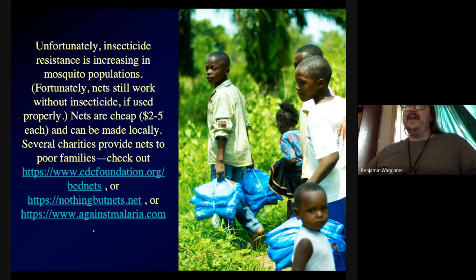Nothingbutnets.net, I think, has the coolest URL. The CDC Foundation is a private charity that backs up the work of the CDC, and one of the things that they do with the money they gather is provide nets. Againstmalaria.com is another. That might be something worthy of checking out if you have the opportunity.